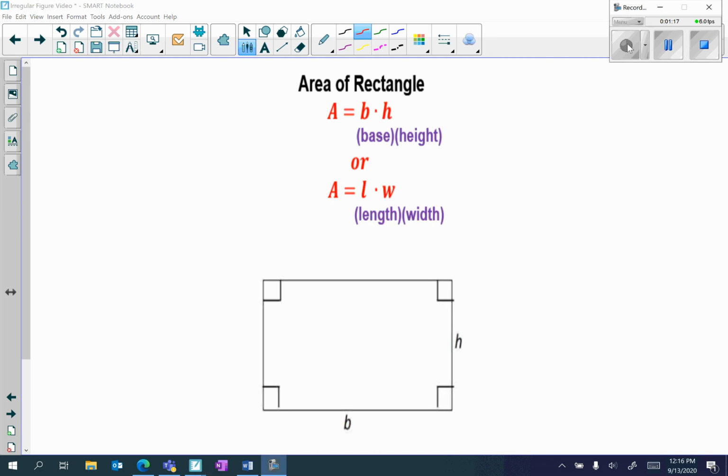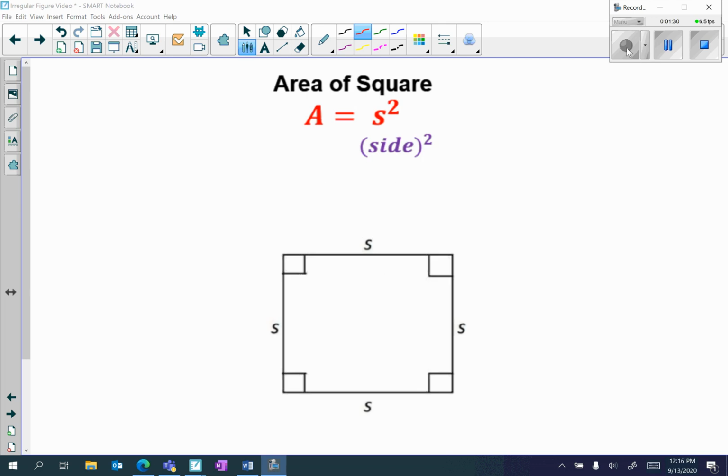Next, I have area of a rectangle. Area is equal to base times height or length times width. Next, we have area of a square. Area is equal to the side squared. Remember, in a square, all the sides are congruent, so all you have to do is multiply a side by a side, or side squared, to get the area.